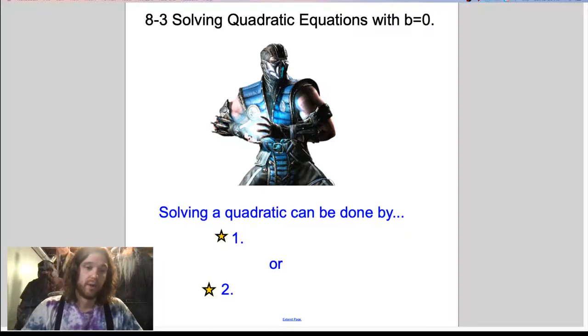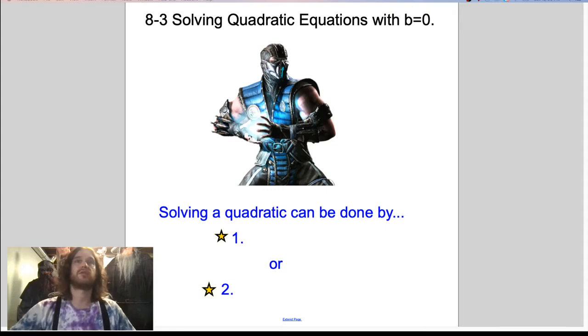Howdy, folks. We're going to go ahead and talk about how we can solve quadratic equations algebraically and graphically. So we have two methods for solving them. Today we're going to be looking at the methods for solving algebraically and graphically, ones that have the value b equals 0 specifically. So that means we're looking at ones that look like this.